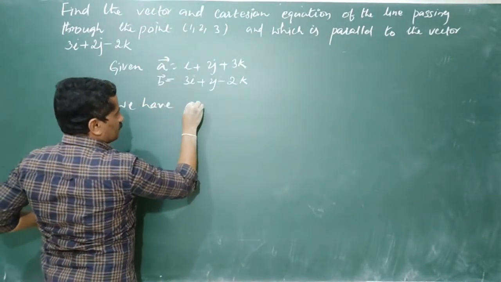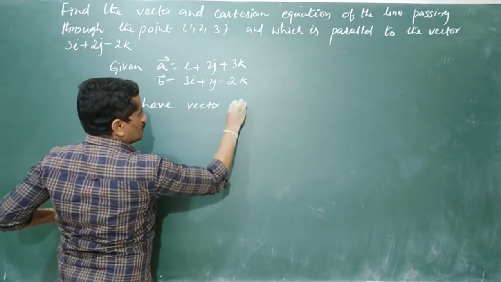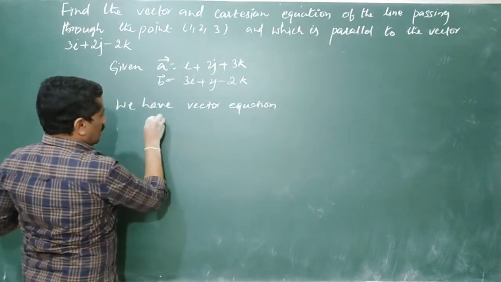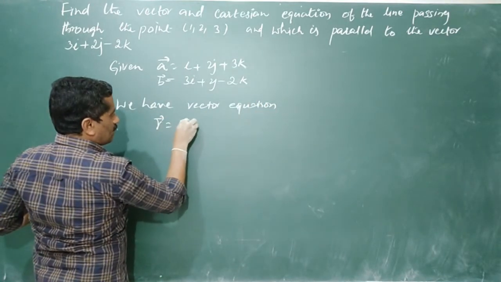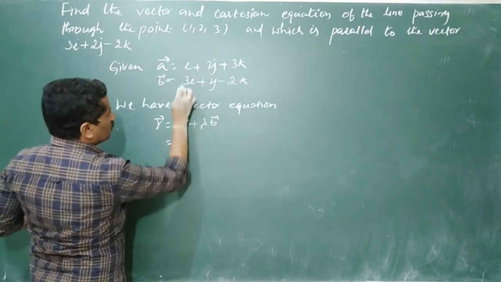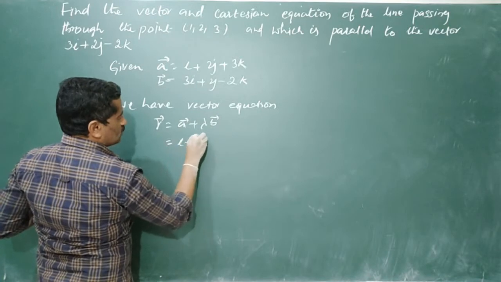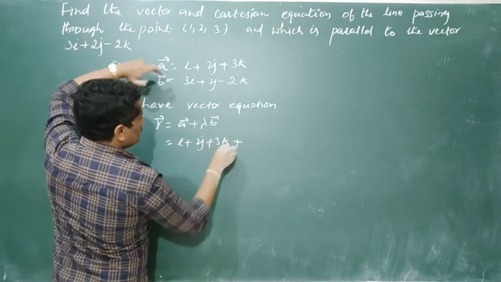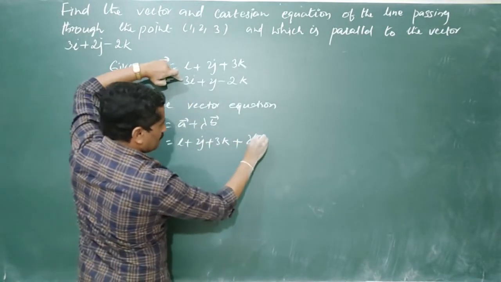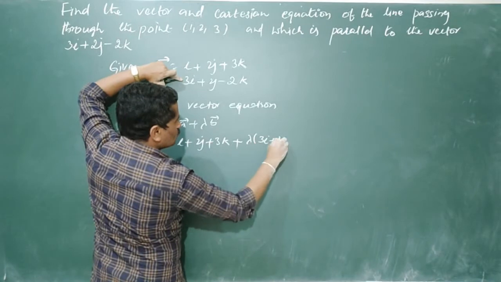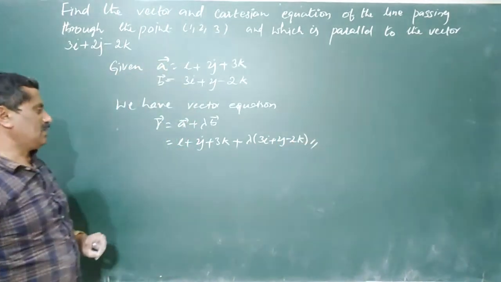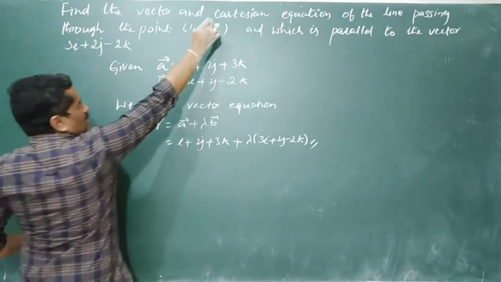Therefore we have the vector equation, that is r bar = a bar + lambda b bar. Again that is r bar = i + 2j + 3k plus lambda as it is, that is lambda of b bar, so that is 3i + 2j - 2k, which is the vector form. Next we need to find the Cartesian form.